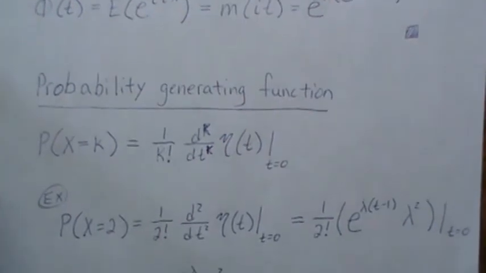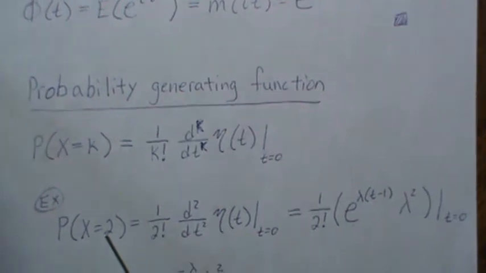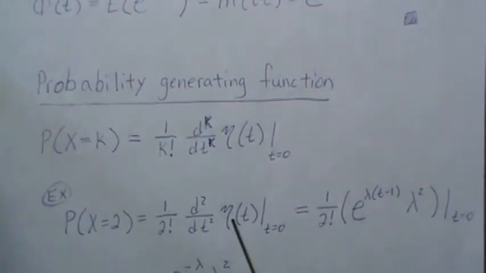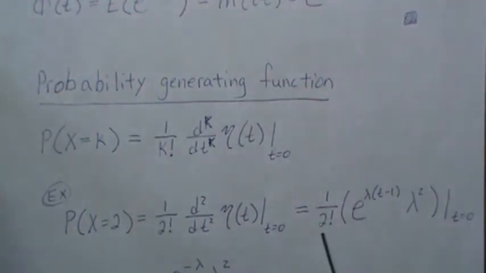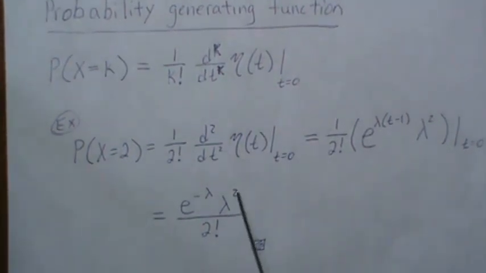As a quick example, if we want to find the probability that x is equal to 2 in this Poisson distribution, we take the second derivative of eta, which we already did on the previous page, which was this, and of course we have to divide by 2 factorial, evaluate at t equals 0. So here that's 0, then the minus 1 is left, and we get e to the minus lambda, lambda to the t, and we have 2 factorial. And that's the probability that x equals 2 in a Poisson distribution.